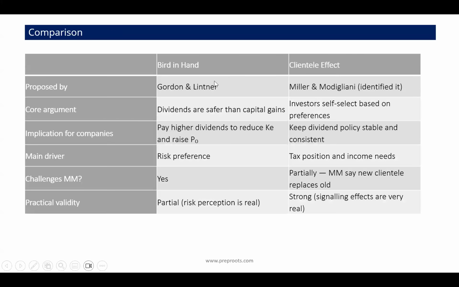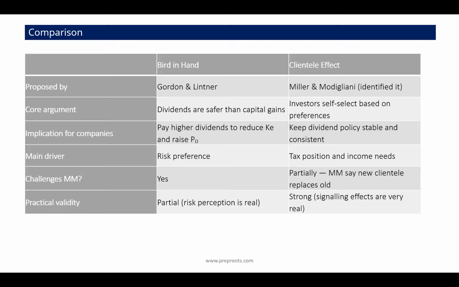So this is a little comparison. In short, the bird in hand theory is an application of the relevancy theory. The clientele effect is an application of the relevancy theory. Bird in hand says dividends are relevant because people like dividends, since you are receiving them now. Clientele effect, like-minded people are with your company. So if your company is paying high dividends, only those investors who like dividends will be with your company. So if you change the policy, it will affect the investors.